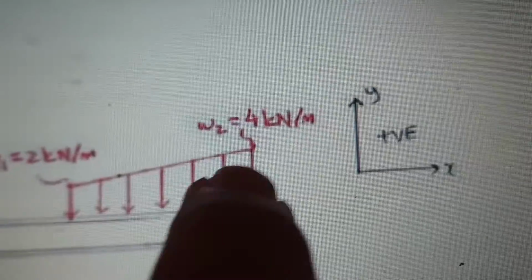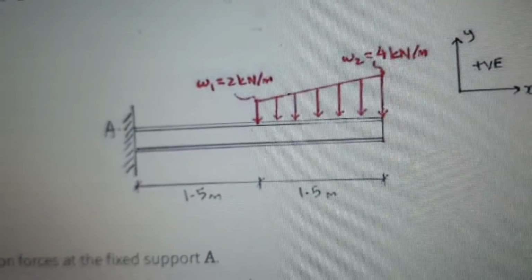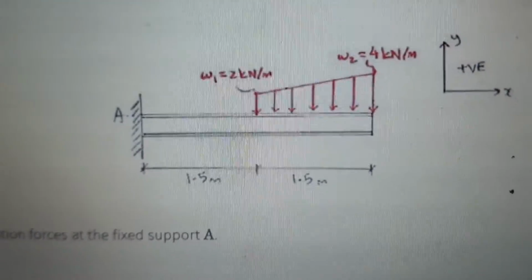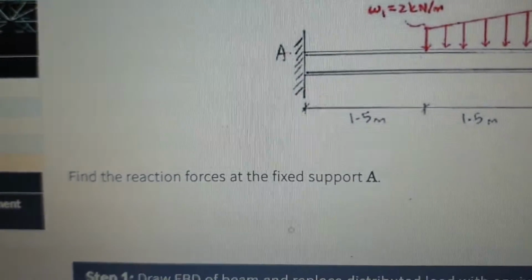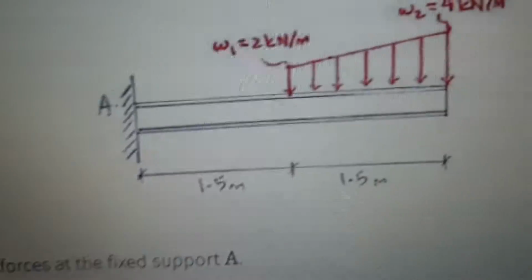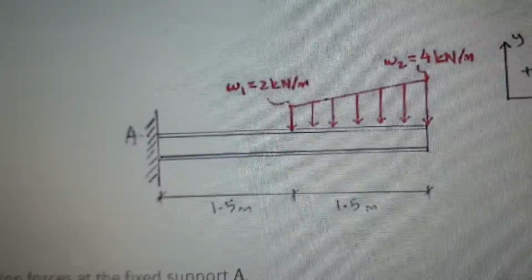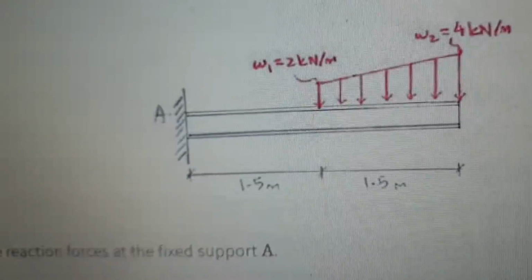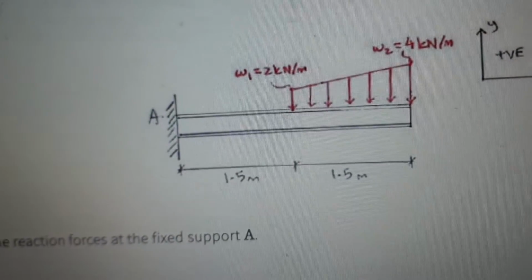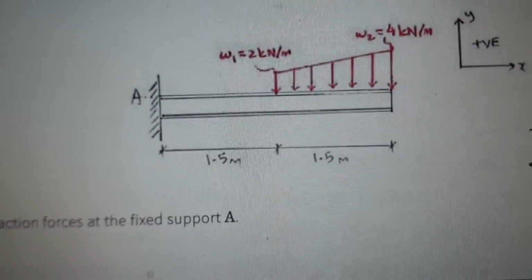So this is a weird looking load. We have to look at this loading and find the reaction forces at the fixed support A. There is no other support, only fixed A. So here, as you said, there is a reaction in the Y, a reaction in the X, and a moment at A. So we should do a free body diagram first.